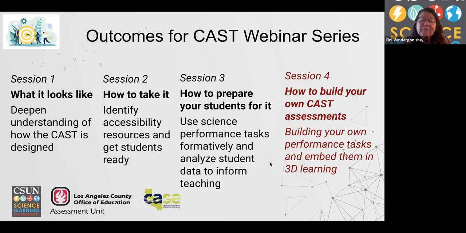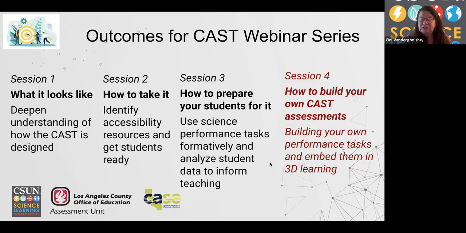And so today we're going to go deeper into that. How would you build your own performance tests? How would you evaluate some of the performance tests that you've already looked at? And how would you embed them in the 3D learning? So we're really looking forward to this. And even if you haven't done the first 3 sessions, you definitely can still jump in and gather some information today from our session 4.